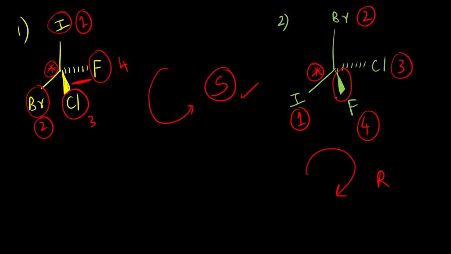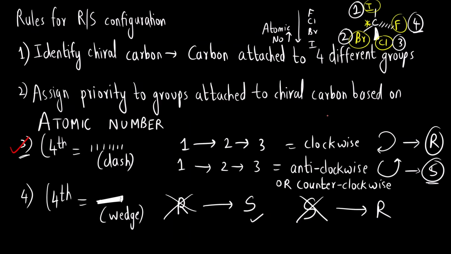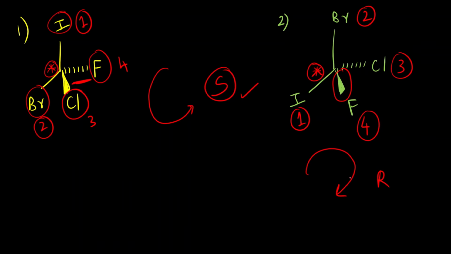But you check the fourth priority group. It is on the wedge bond. So according to rule 4, that is, fourth priority group is on the wedge bond, whatever answer you have got, you will change that. Okay, we have got R by following rule 3. It is clockwise, so we have written R. But we will change it, and the correct answer here is S.